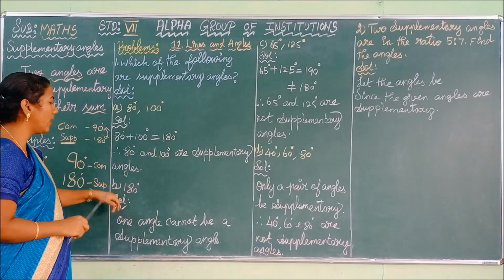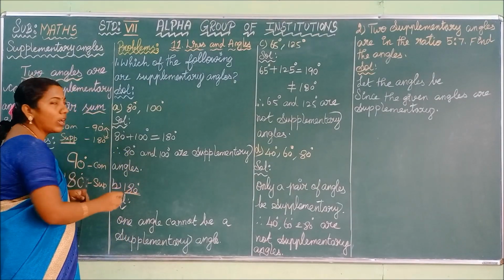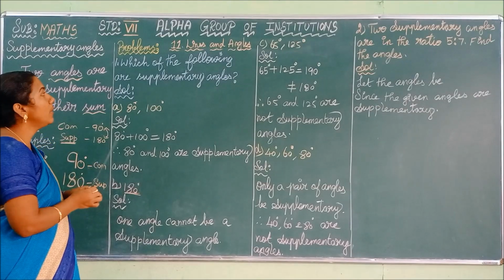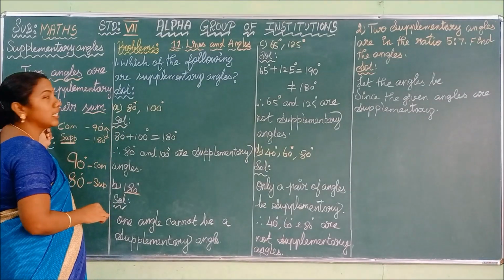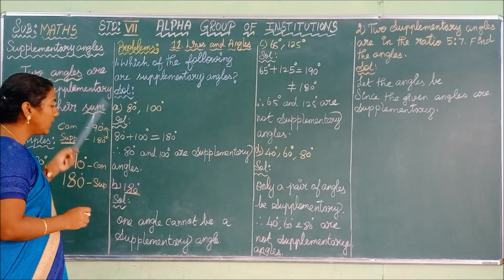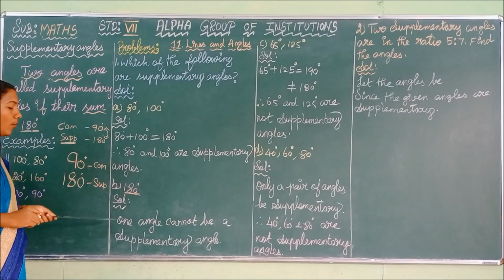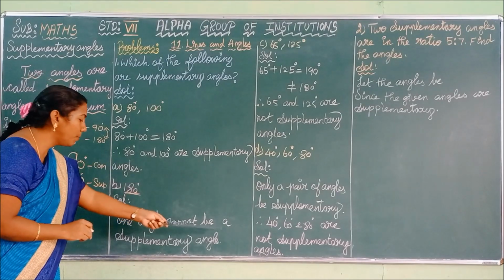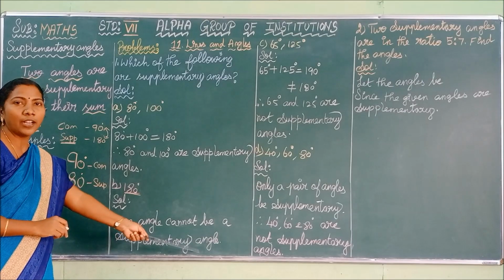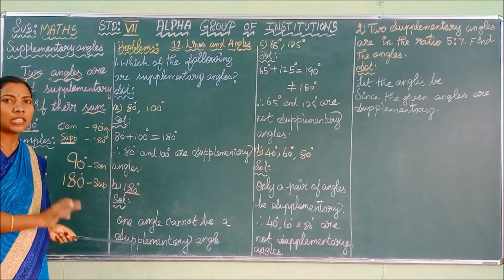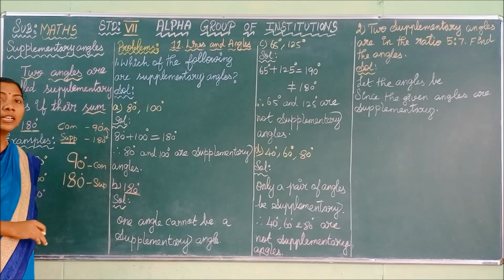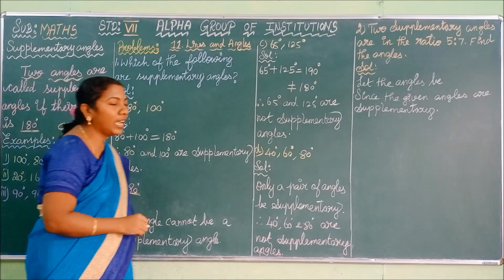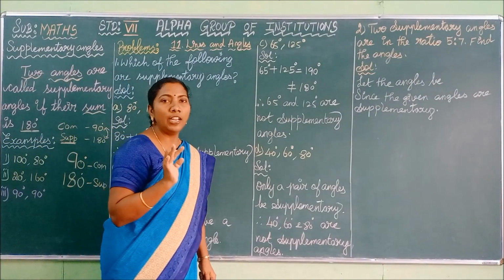See the next one, 180 degree. Here they have given only one angle. Supplementary angle means, as per the definition, we have to take two angles. But they have given only one angle. So you have to write: one angle cannot be a supplementary angle. So this is not a supplementary angle. For a supplementary angle we definitely have to take two angles.